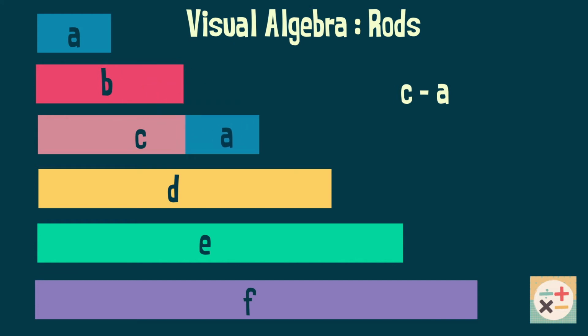As you can see here, if we were to take A away from C, we are left with a rod which is the same size as B. Therefore, C minus A equals B.